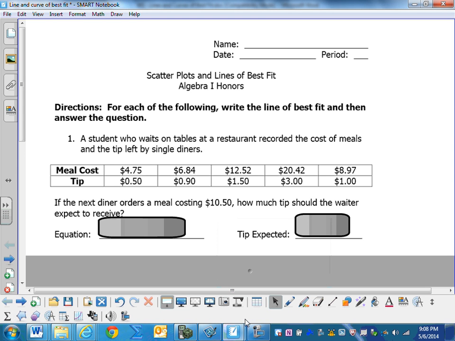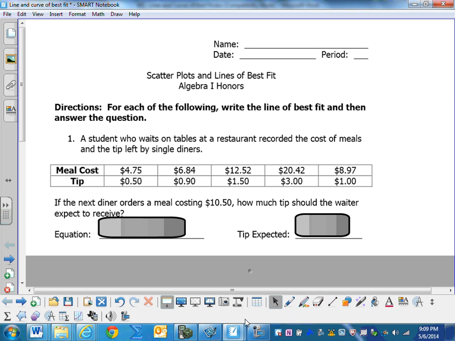A student who waits on tables at a restaurant recorded the cost of meals and the tip left by the single diners. Here's a table of the meal costs and the tip. If the diner orders a meal costing $10.50, how much tip should the waiter expect to receive?